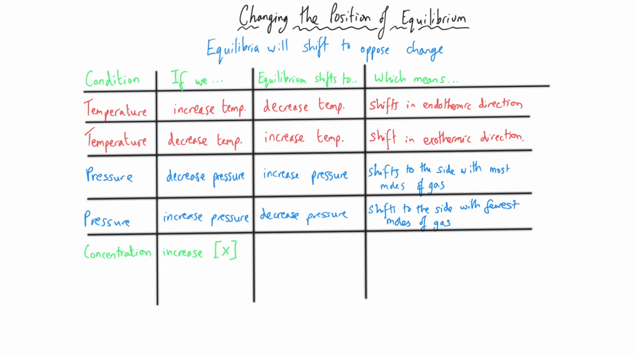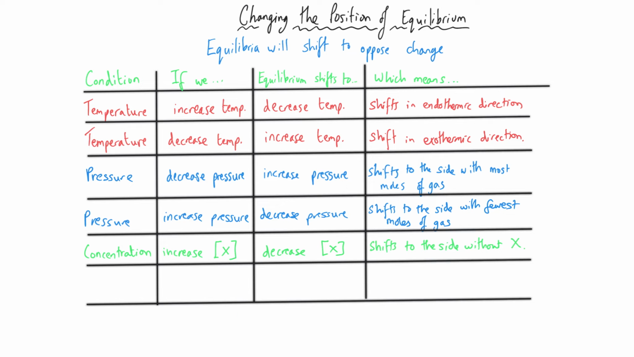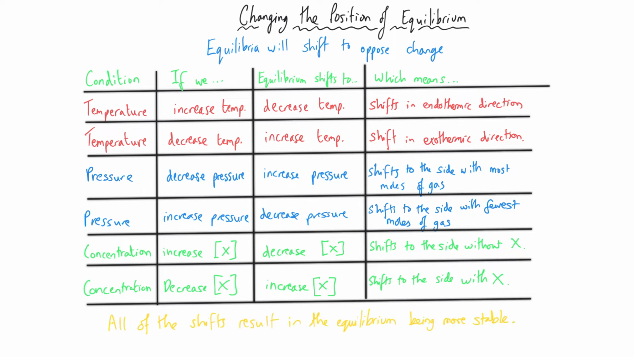And finally, if we increase the concentration of a particular chemical, the equilibrium will shift in the other direction to decrease the concentration of that reactant or product. And it follows that the exact same thing is true if you were to decrease the concentration of a particular chemical. The equilibrium would shift to increase its concentration to make more of it, and that means it would shift to the side that has got that particular chemical, thereby making more of it to restore that most stable of conditions, which is what all of these shifts are to do.